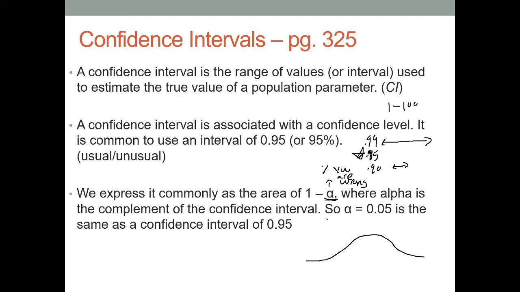So obviously the confidence level is equal to 1 minus your alpha, because that's how, again, probabilities work. So if you're 95% confident, that means you're 5% unconfident. So think of the alpha as the unconfidence level.